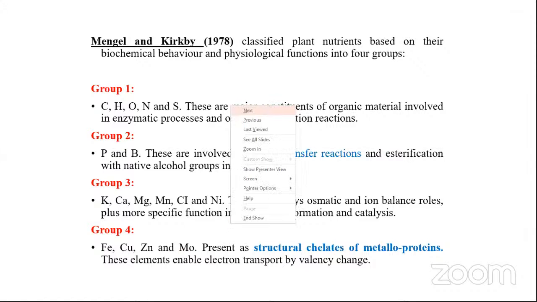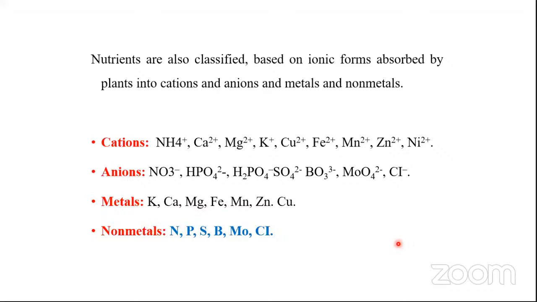Coming to the nutrients based on ionic form, there is another classification based on ions. Cations: ammonium, calcium, magnesium, potassium, copper, iron, manganese, zinc, and nickel. Anions: nitrate, phosphate, sulfur, boron, molybdenum, and chlorine. In metallic forms, you can see potassium, calcium, magnesium, iron, manganese, zinc, and copper. Non-metals: nitrogen, phosphorus, sulfur, boron, molybdenum, and chlorine. This is another classification. So remember all classifications, students; if you remember all classifications, it is very easy for your understanding.